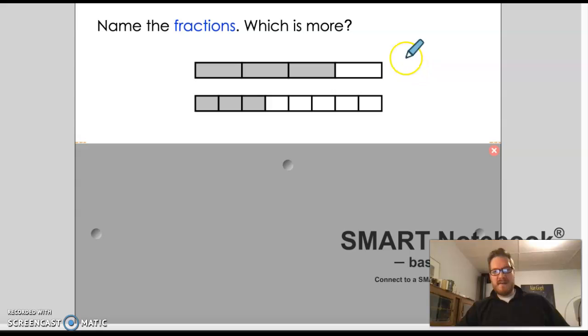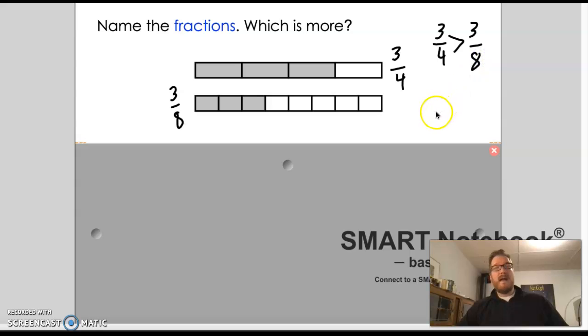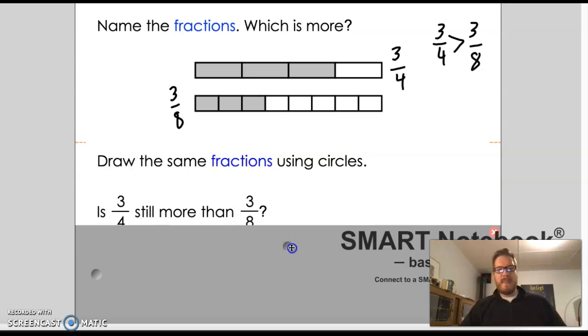Now, here's a situation. This is going to be kind of interesting. This is 3/4, and this is 3/8. Notice that the numerators are the same, right? But then we're asked which is more. Well, I would say that 3/4 is more than 3/8. And what I can notice is that the denominator is lower here, so I've got more of this taken up. So 3/4 is more than 3/8, and I can see this on the fraction strip.